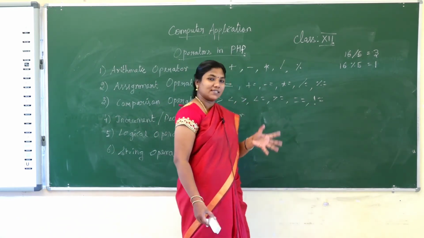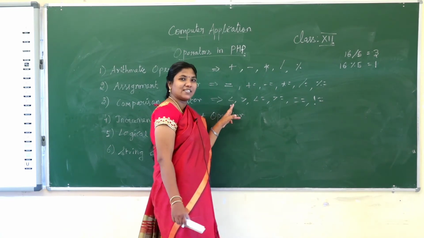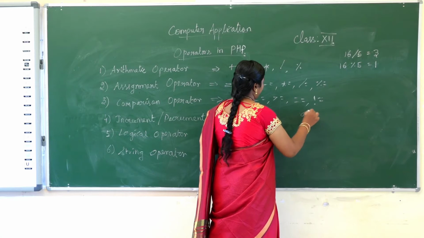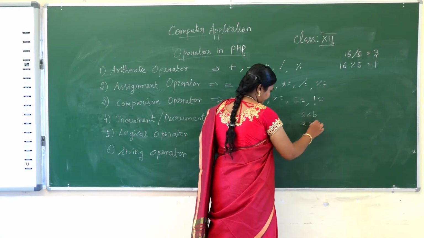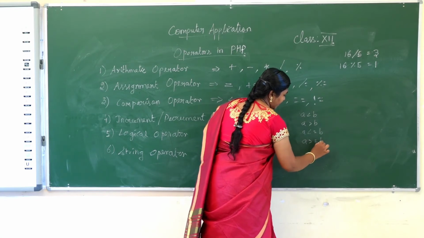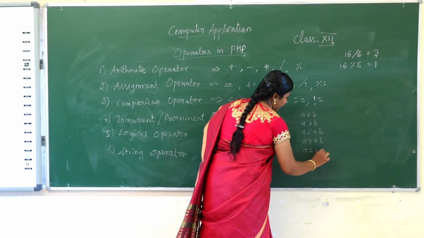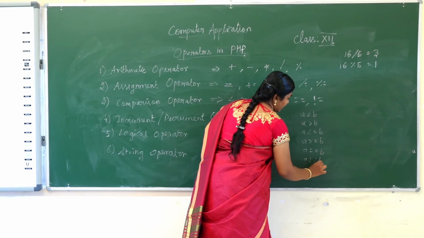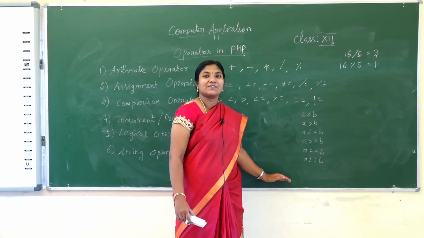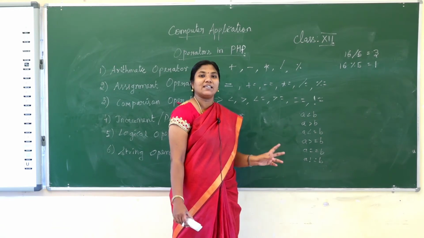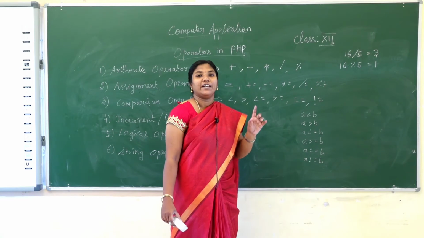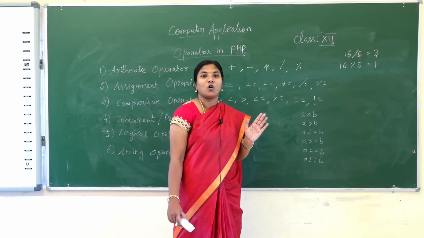Okay. So what is the description of this? As per the symbol, less than: whether A is less than B, whether A is greater than B, A less than or equal to B, A greater than or equal to B, A equal to B, A not equal to B. Okay, so these are all the comparison operators. When comparing two values, it gives the result as either true or false. So what will be the output? It will be a boolean value, whether it is true or false.